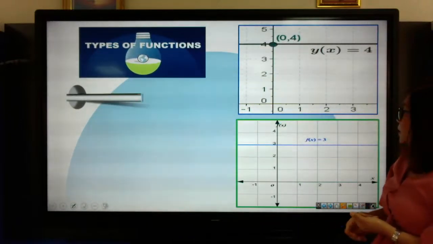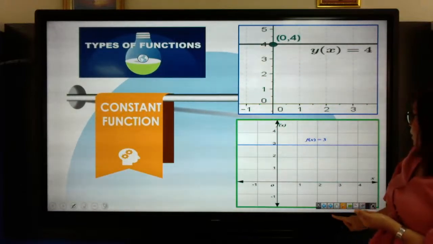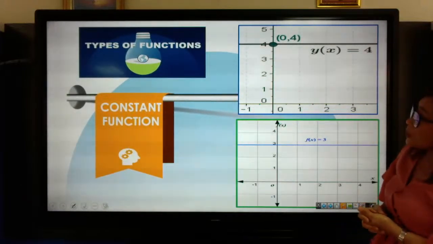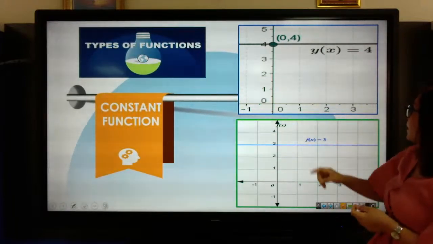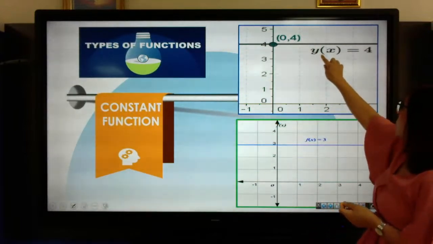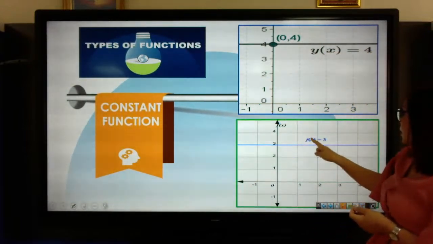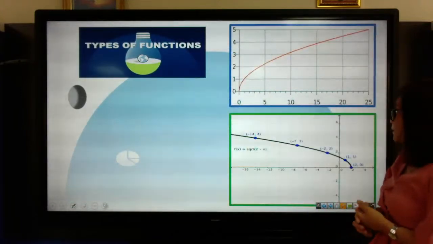Okay, and I think we have this. Constant function, it's the same as what we had a while ago. It's already there. Constant function, so y of x is equal to 4, f of x is equal to 3. Okay, I already mentioned this a while ago.